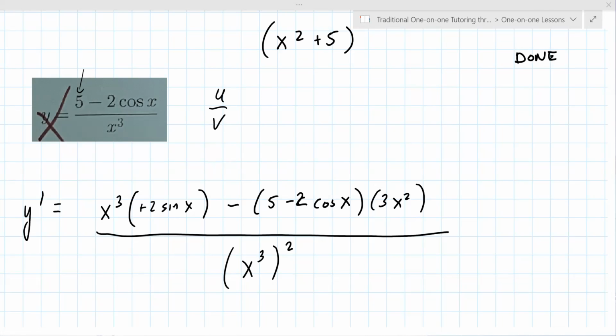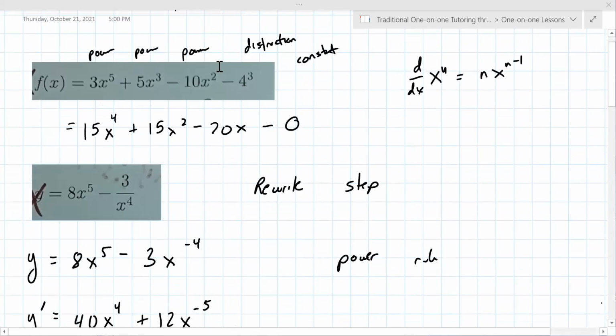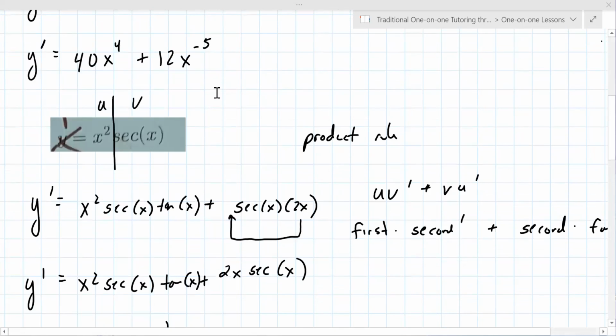For 3, why did we keep the original? Are you talking about 8x to the fifth minus 3x to the fourth? Oh, no, sorry, I wrote it down as 3, the x squared secant of x. That's a product rule problem. So for product rule, you keep the first one, and so on. Yeah, product rule is this.